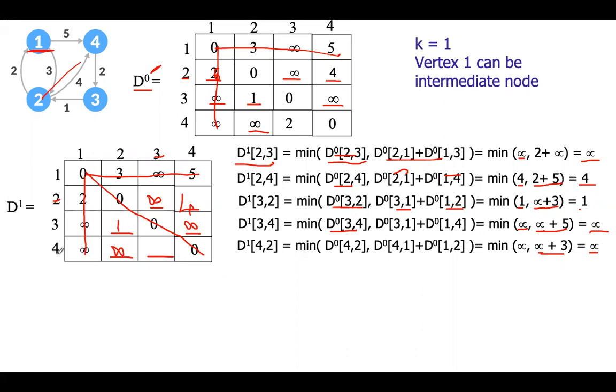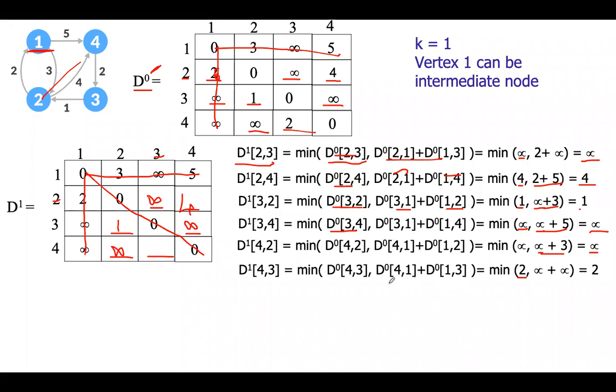Next, 4 to 3. d1 of 4 to 3 will be equal to d0 of 4 to 3. d0 of 4 to 3 is 2, so write down 2 here, comma, 4 to 3 you want to travel means go 4 to 1 and 1 to 3. 4 to 3 I need to find out with the help of vertex 1. So 4 to 1 and 1 to 3, there are no edges, infinite. So this is infinite. Minimum of 2 and infinite is 2. Is it clear? So this is the new matrix, D1, with intermediate vertex 1.